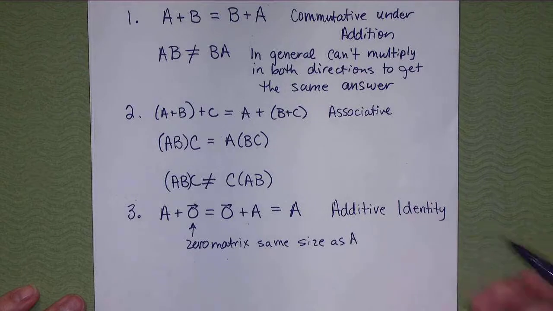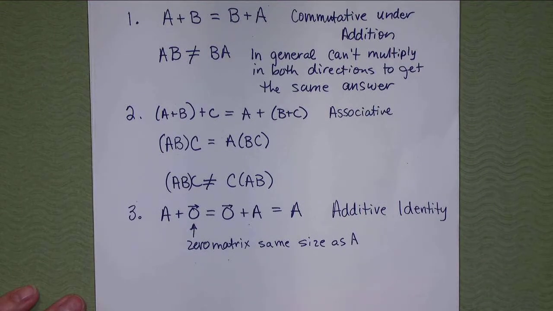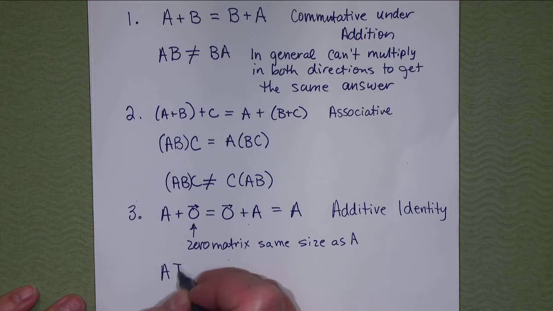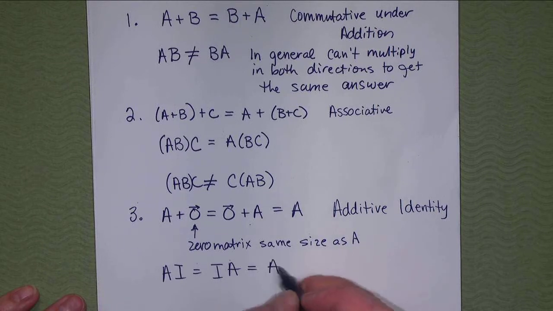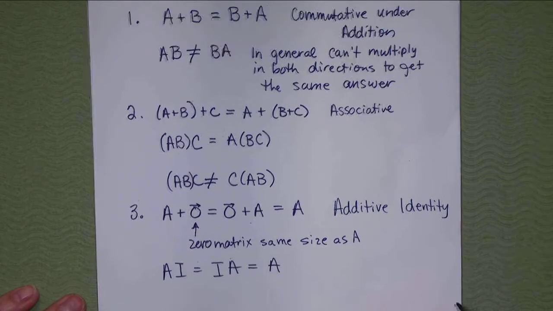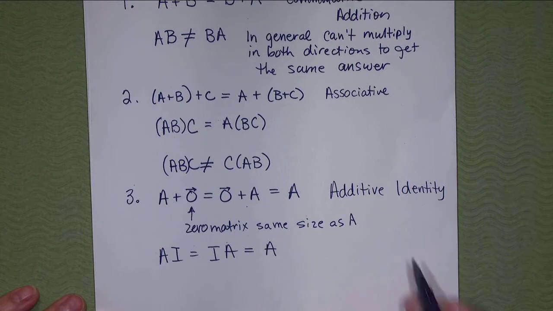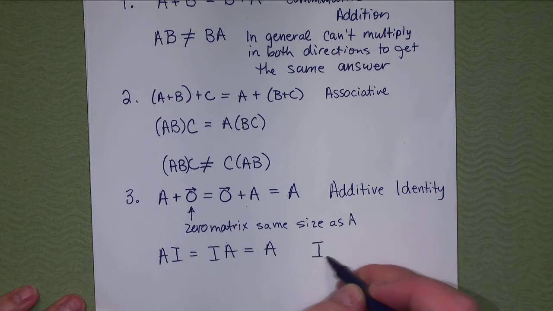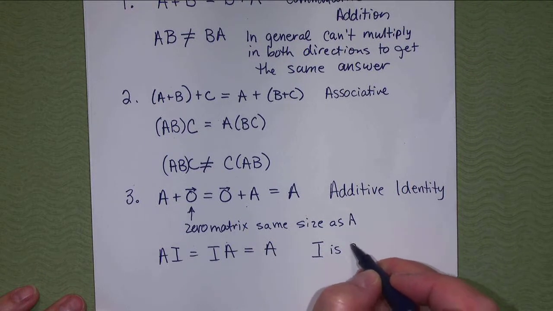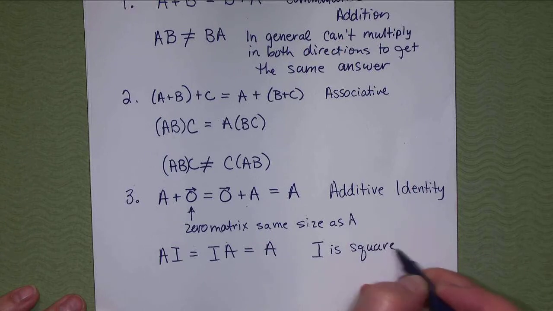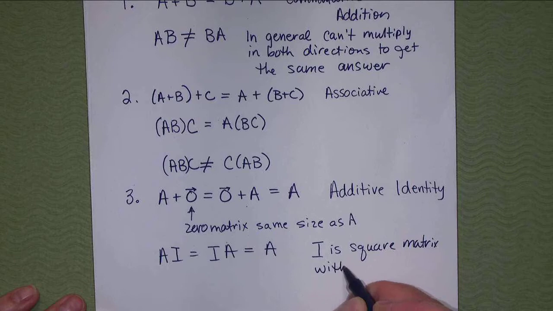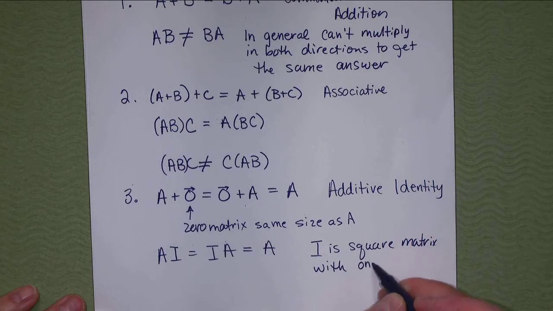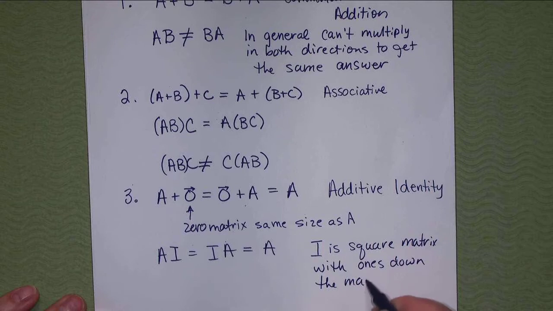And the multiplicative identity. And remember what I stood for? It's a square matrix with ones down the main diagonal and zeros everywhere else.